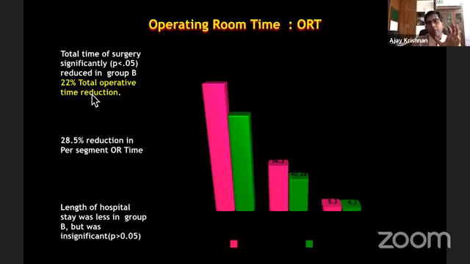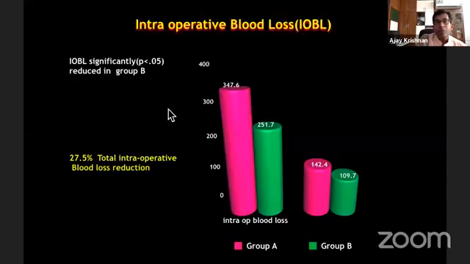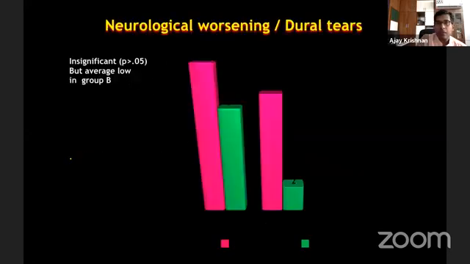The total operative time reduction was nearly 22%, with a per segment reduction of nearly 30%, and the length of hospital stay was reduced, which would be indirect because the number of dural tears and dural deficits are reduced. The blood loss reduction was quite significant, and it was statistically significant as well. The neurological worsening and the dural tears were also on average reduced as compared to conventional surgeries, but that was statistically insignificant. This is the data we submitted in 2014.